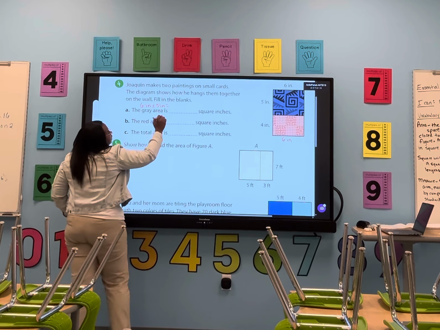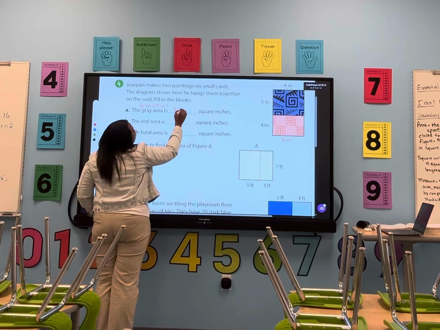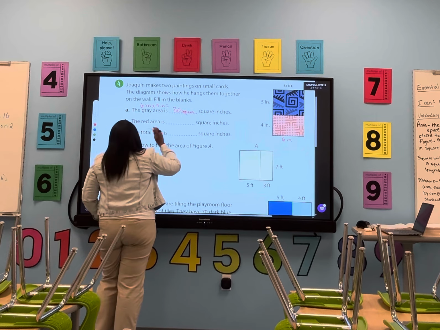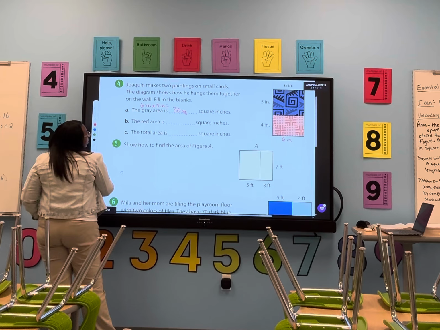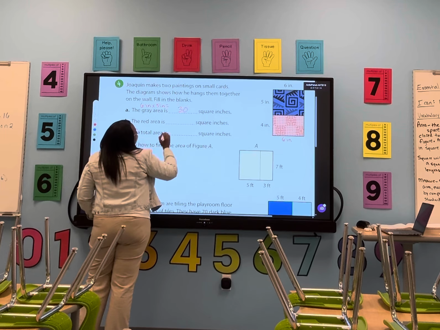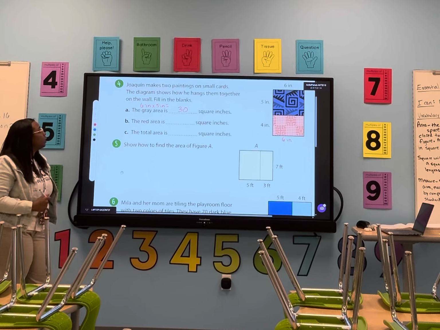And then this will give us an answer of 30 square inches. Oh, they already have our square inches. So let Ms. Newman get that off there and just put 30 square inches. Okay, so let's do the red area.